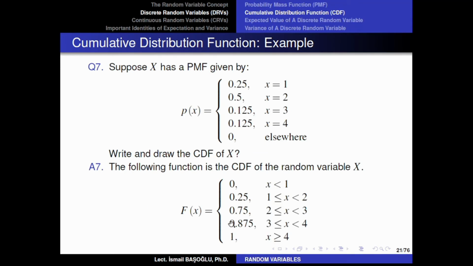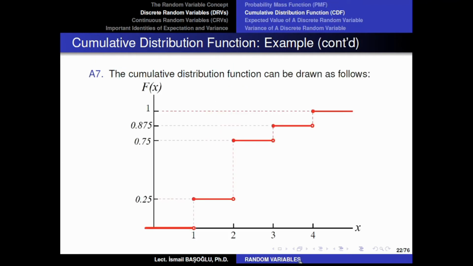Okay, so this means what? By determining the jump sizes here, you can also calculate the probability mass function by looking at a CDF. So instead of asking for the CDF in this question, if I give you the CDF and ask for the PMF, you can also compute the probability mass function from the cumulative distribution function, right?